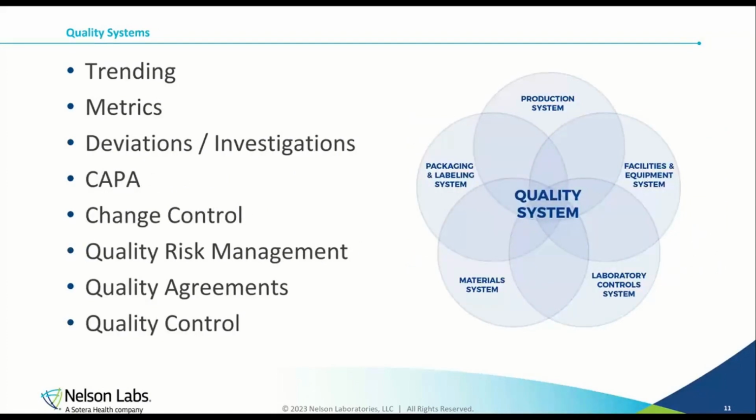And overall, we have the quality systems where we've got the trending, the metrics, the deviations, the CAPAs, everything to help us investigate when things go wrong, why it goes wrong, when we might have to reject product, under what conditions we would reject the product, how we would validate, change the system, quality control, the laboratory is under their quality agreements.